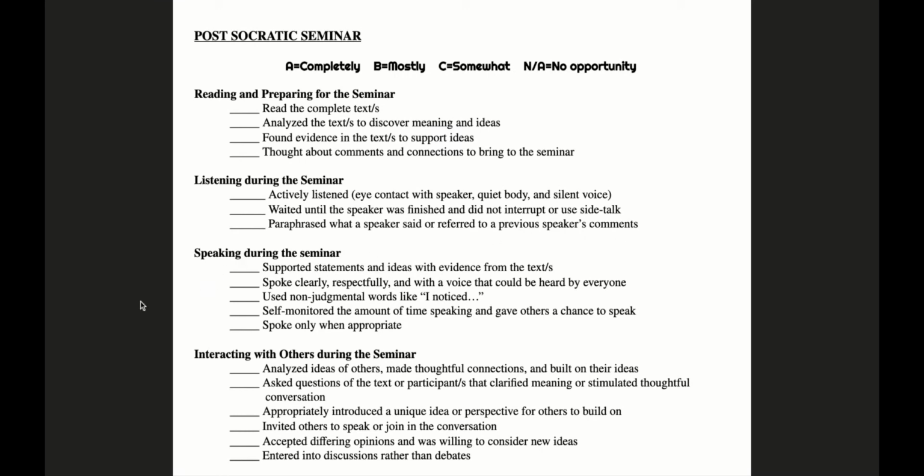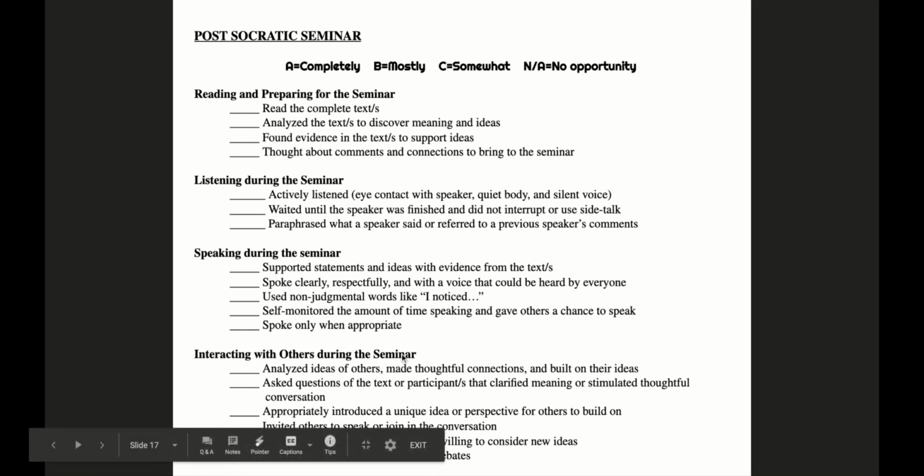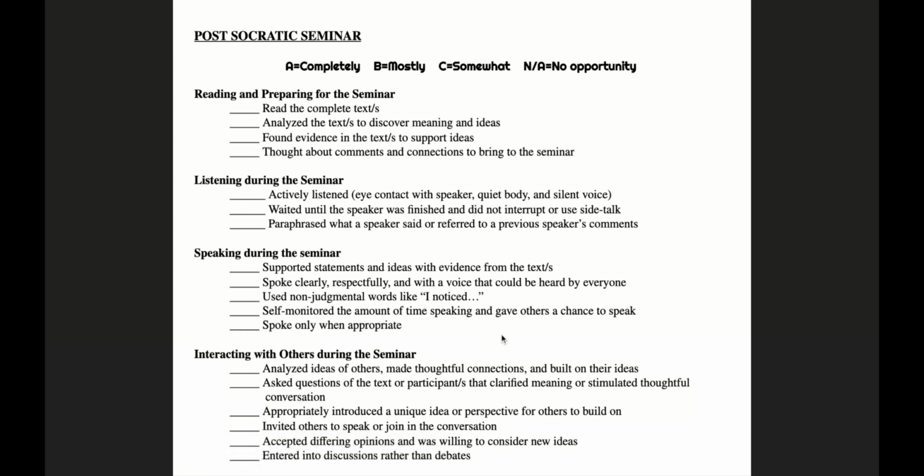And how about speaking during the seminar, right? Was I using evidence? Was I being non-judgmental, right? Was I self-monitoring that I wasn't talking too much? Because I know that's hard sometimes. Some of us are so excited about a subject and we just want to talk, talk, talk. But we've got to remember that we're there to listen too, okay? Especially when we only have like 30 minutes to talk, okay? And interacting with others and all that kind of stuff.